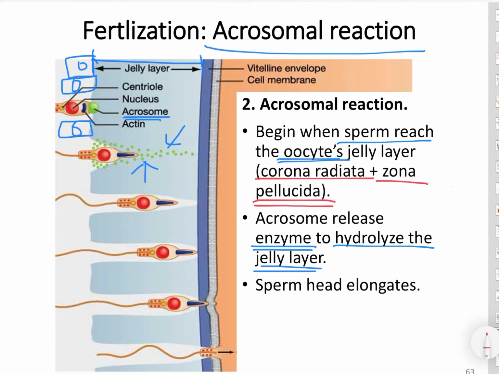After it releases the enzyme, the sperm can pass through the zona pellucida. Then the sperm head will elongate. Sperm head tersebut akan memanjang selepas dia boleh dah penetrate the zona pellucida.